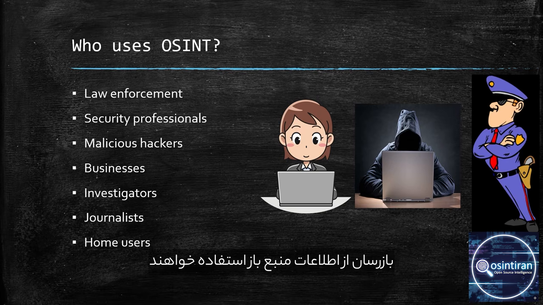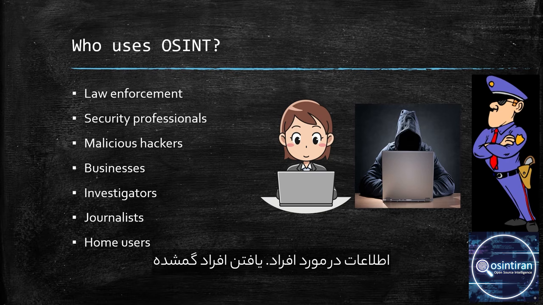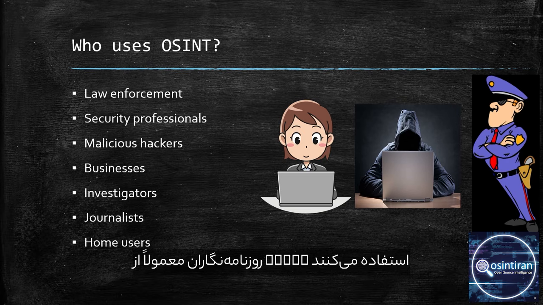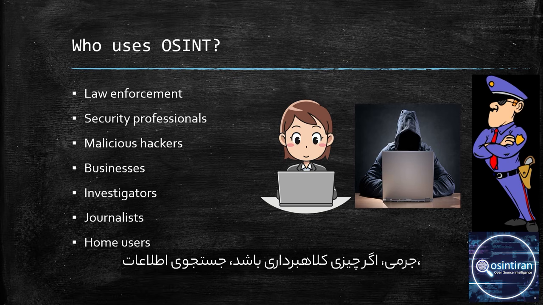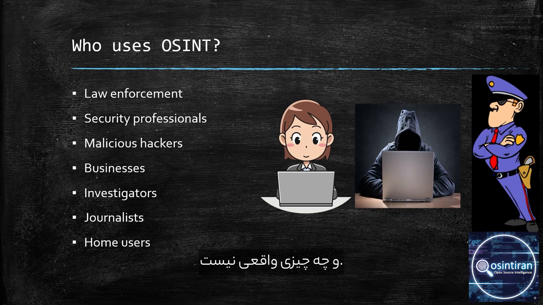Investigators will use open source intelligence for things like doing background checks, finding things about people, finding missing people, and so forth. Journalists will generally use OSINT to do fact checking and dig up information on different stories. And home users could use OSINT for things like determining if something's a scam, looking up information, just reading the news nowadays. There's so much information out there, it's hard to tell what's real and what isn't. You could use OSINT to kind of determine fact from fiction.